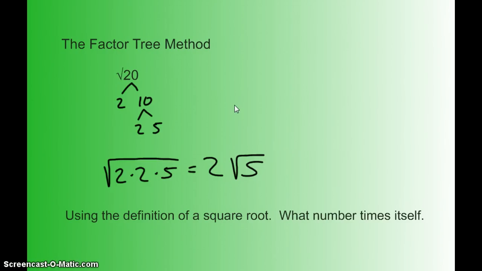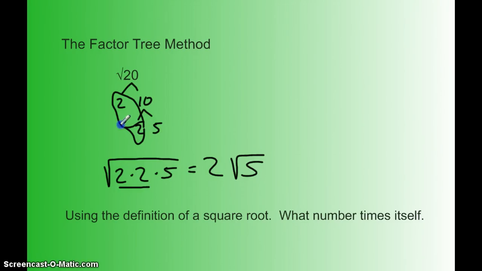And that brings us to our definition of a square root. We said for a square root, we're looking for what number times itself. So in this case, if you look at our prime factorization, I have a 2 times a 2. That's a number times itself. So that comes out in front of the square root, because that represents the square root of 2 times 2, which is 2. So really what the factor tree method says is we're looking for pairs of numbers, because when you're under a square root, a pair comes out and goes in front of the square root.